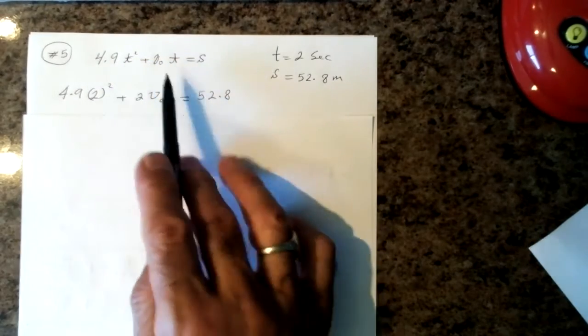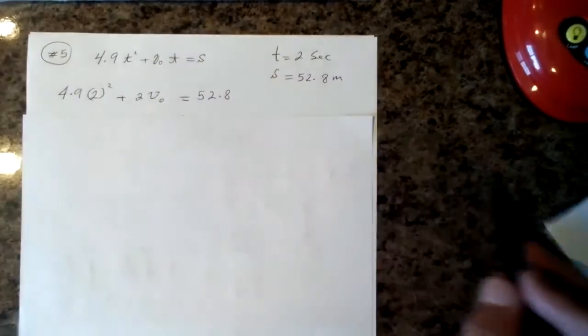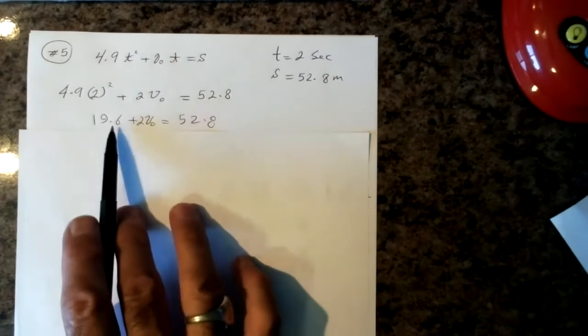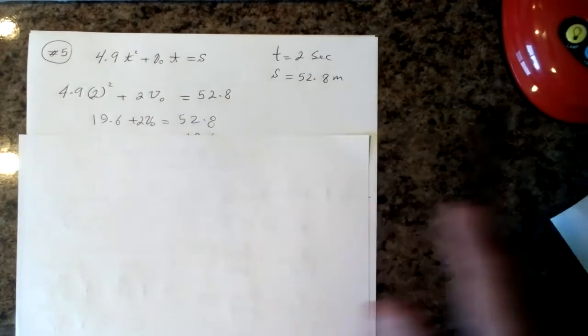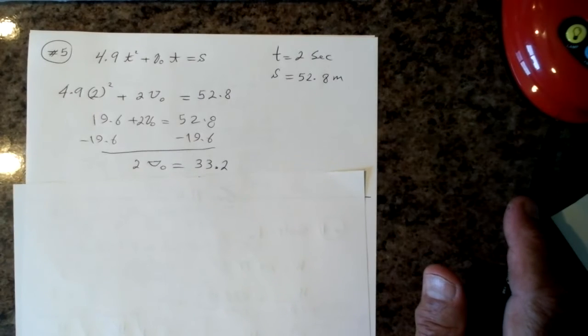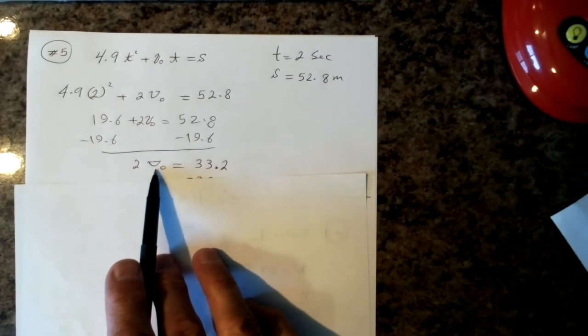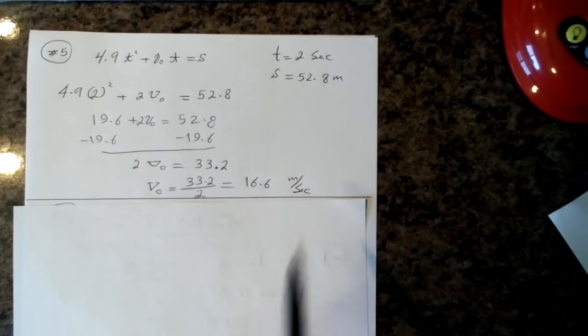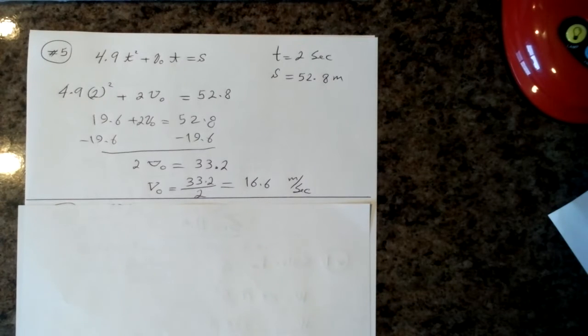T is 2 to the power of 2. So V0 is the only unknown here. I need to move 19.6 to the other side by subtracting. To find V0 by itself, we divide both sides by 2. That gives you the velocity, the initial velocity.